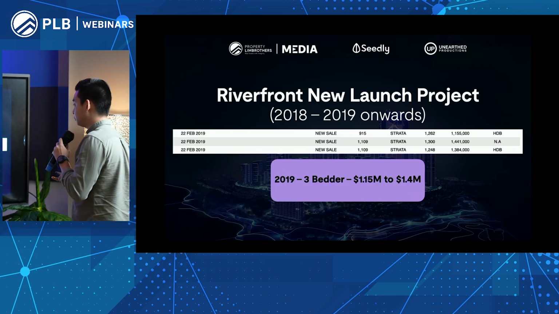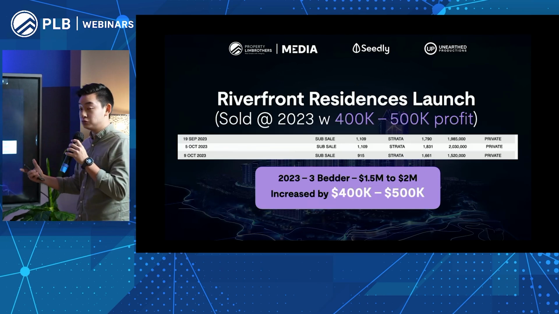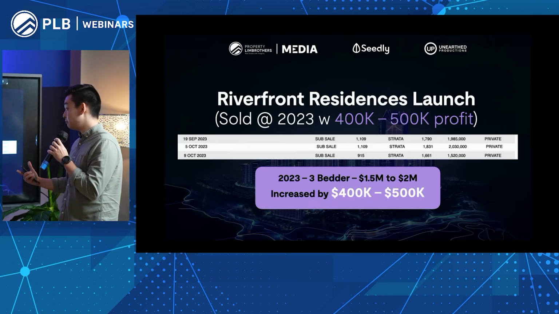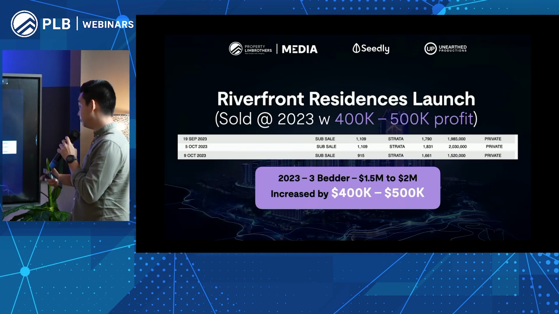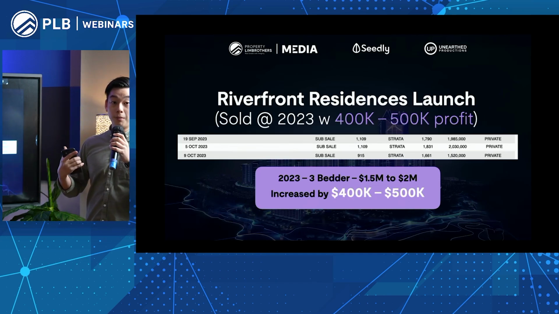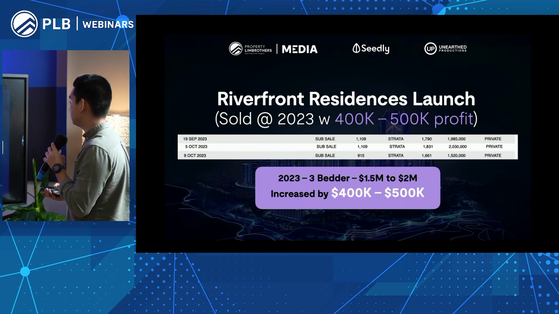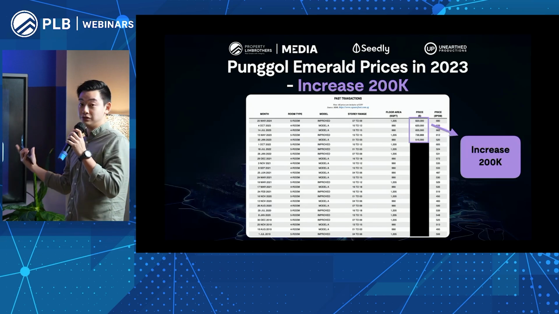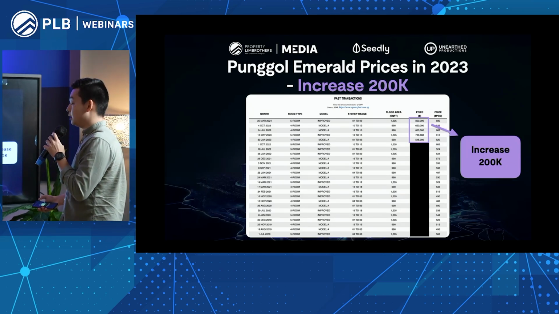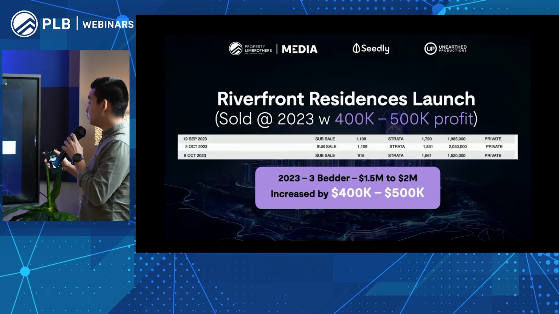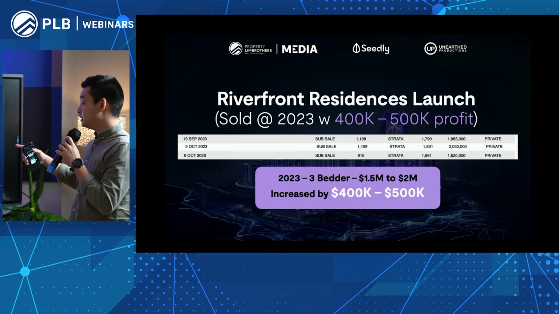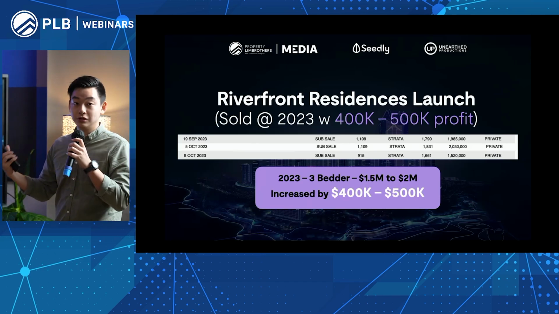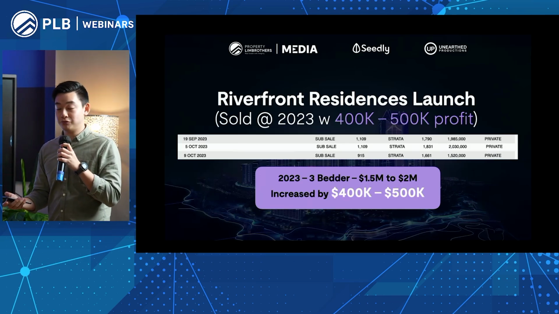So let us also fast forward the time, and we can see that in 2023, those that have invested in these Riverfront Residences 3 bedders have made about 400 to 500K, because the 3-bedder pricing has grown to about 1.5 to $2 million. At the same time, we're going to explore what Punggol Emerald has done. Punggol Emerald still increased during this time, by about 200K. So this also means that simply by switching the portfolio strategy plans, we can almost see double the profit margins within the same time frame as well.